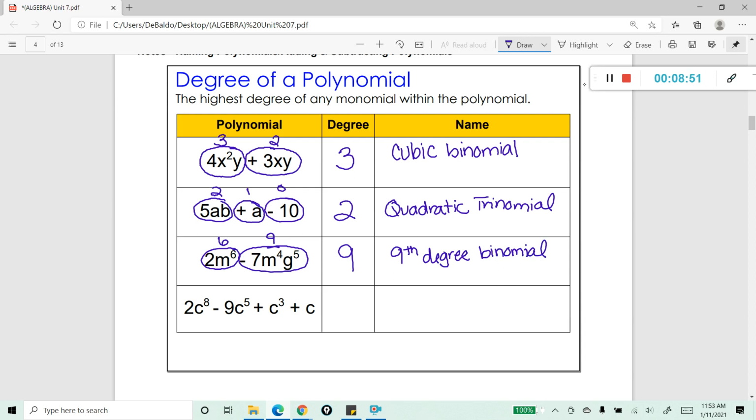Last one here, you can see it breaks into 4 terms. My first term is a degree 8. My others are degree 5, 3, and 1. So the highest is 8, so this would be an 8th degree. Now, notice how I have 4 terms, so it can't be a monomial, binomial, or trinomial. This is just going to be an 8th degree polynomial. And there you have it.